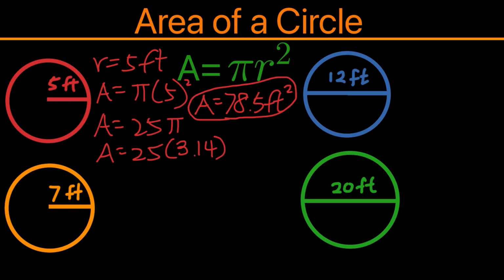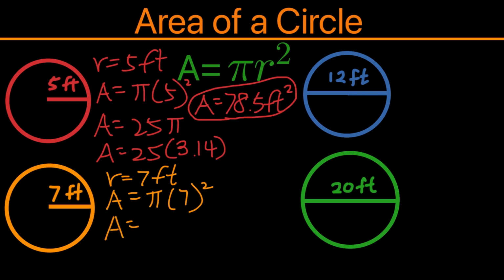Now let's try the orange circle. Orange circle has a radius of 7 feet. And using the same formula, we're going to plug in 7 and with a square on top. Then we have 7 squared equals 49 pi.